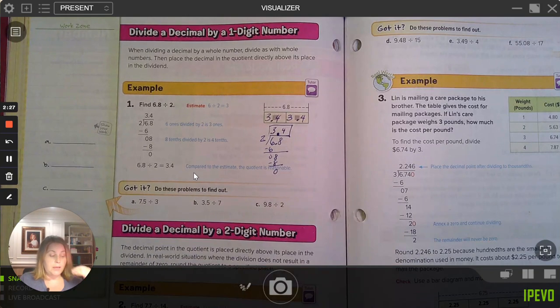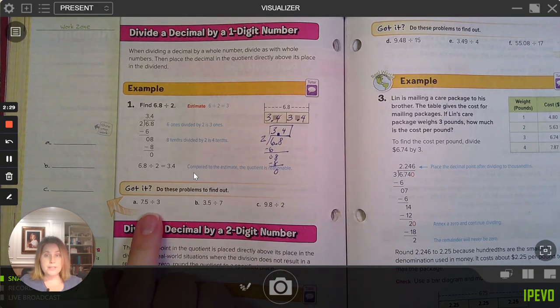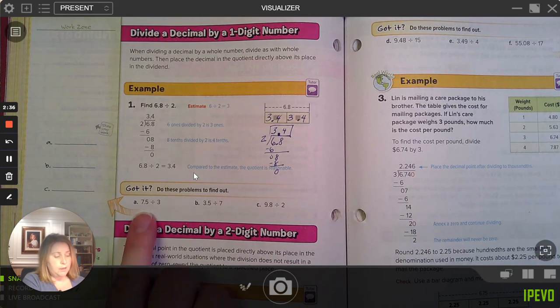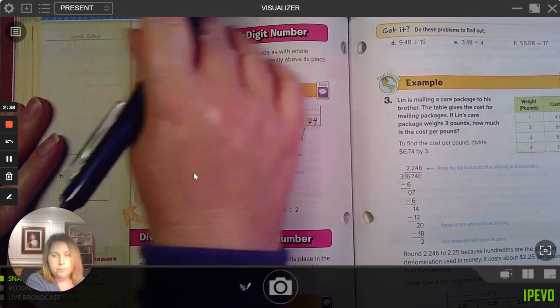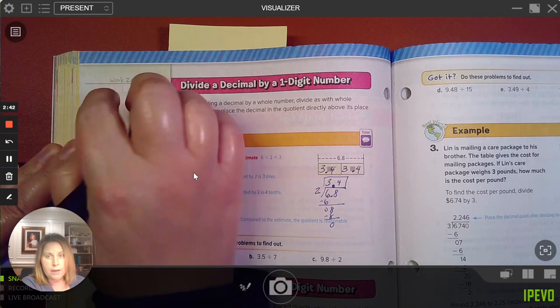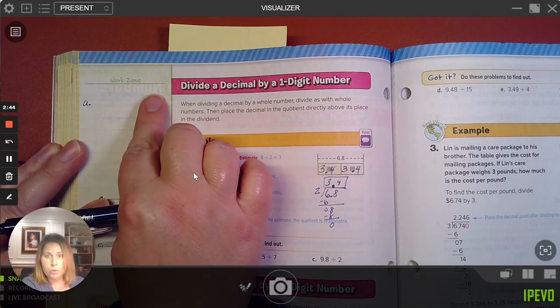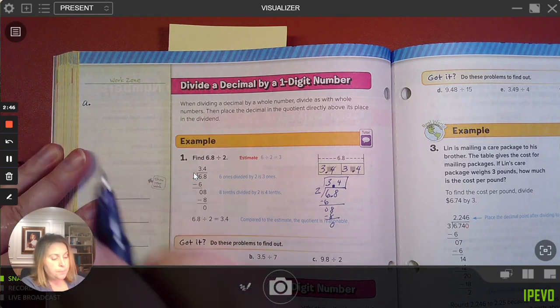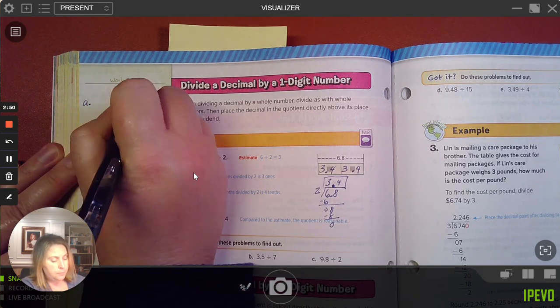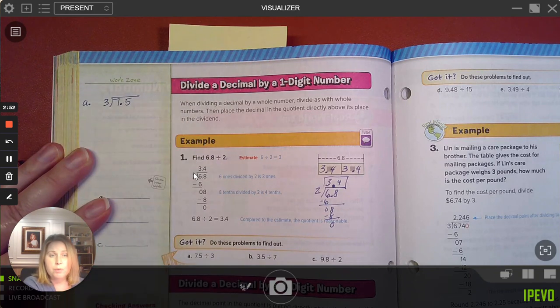Let's look at example A. We have 7.5 divided by 3, and I'm going to use this workspace right up here. 7.5 divided by 3. Notice I always like to skip a line because I know I need my quotient to be in the top there. So 7.5 divided by 3. My first step is to bring that decimal straight up.